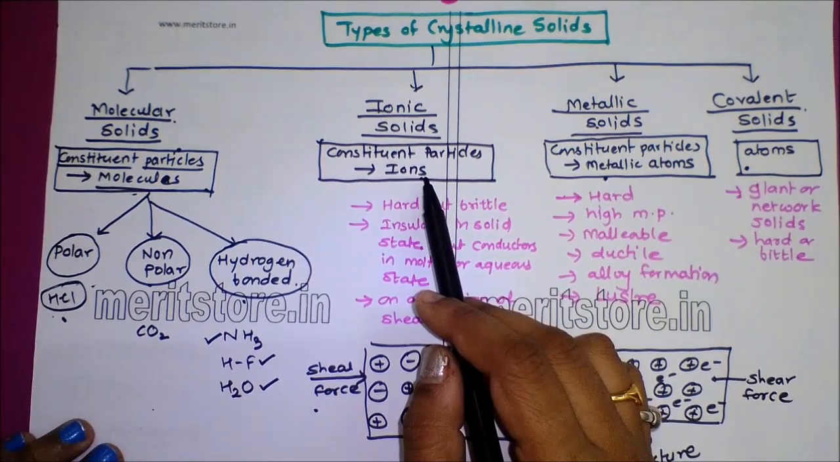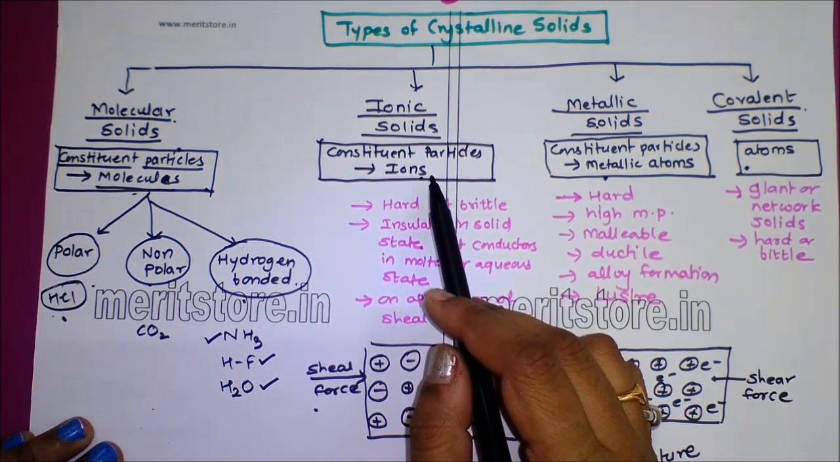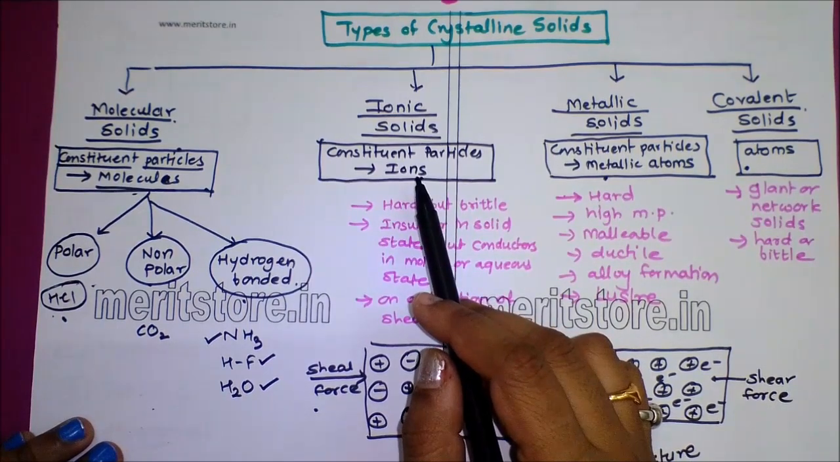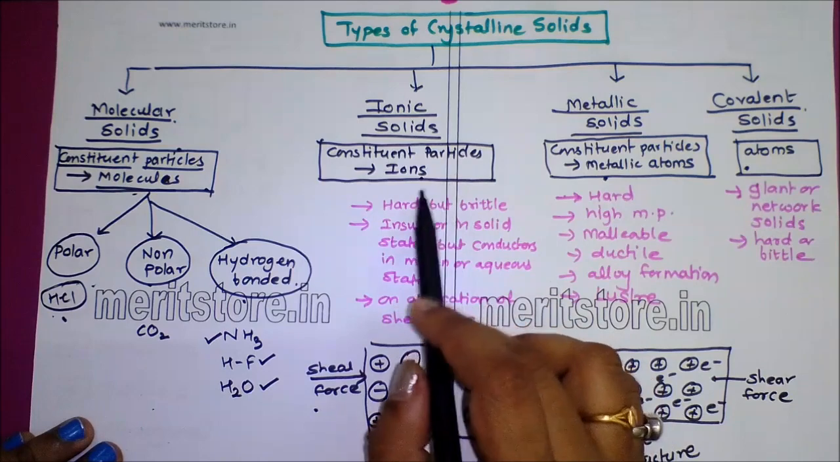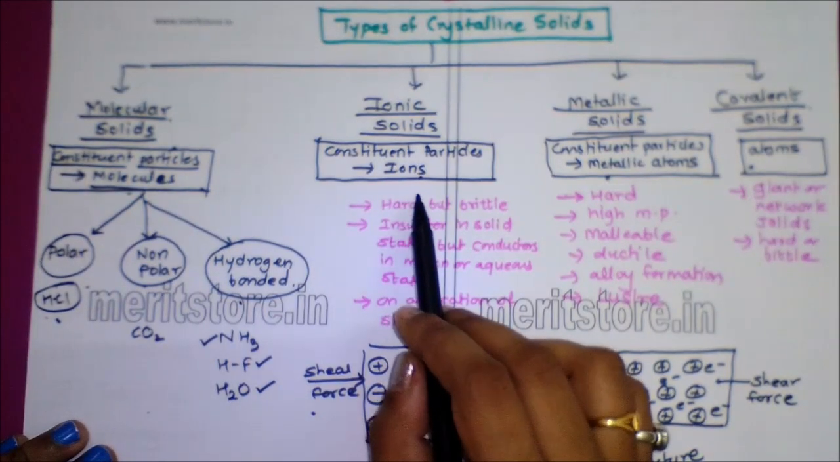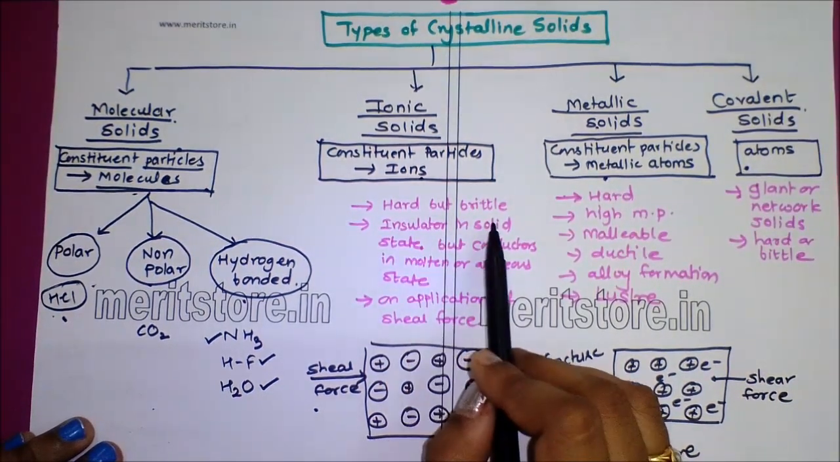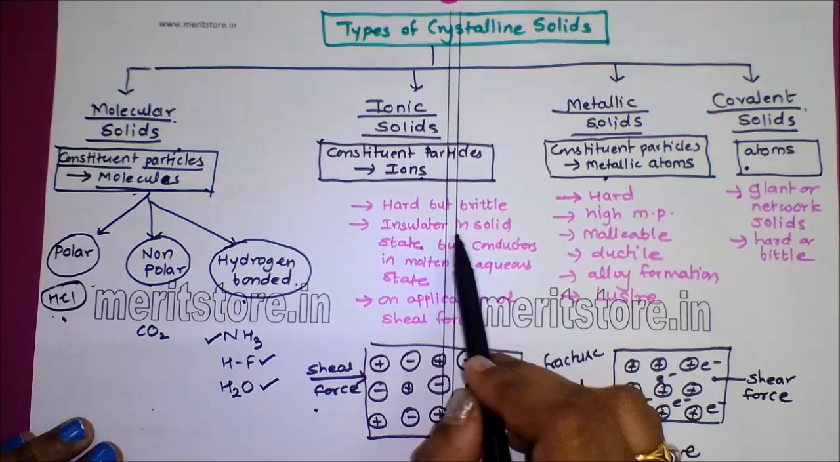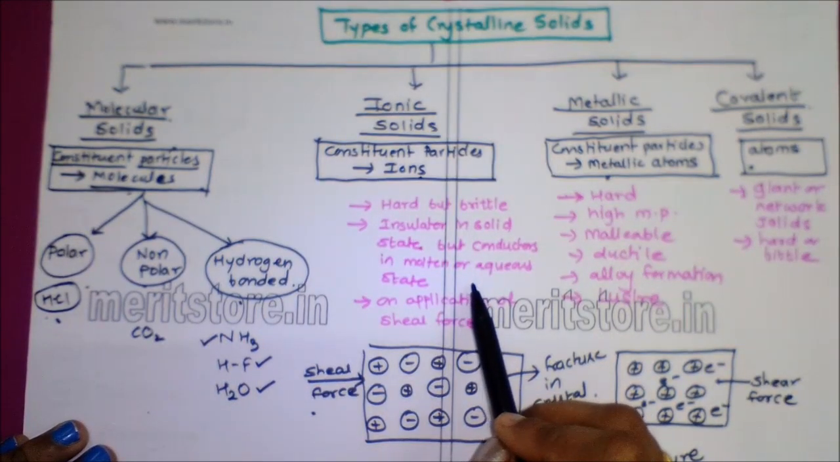The next type of crystalline solid is an ionic solid. They consist of ions, that is positively charged cations and negatively charged anions. And as we know, between positively charged cation and negatively charged anion there is an electrostatic force of attraction, or we call it an ionic bond. These have certain characteristics. They are hard, but they are brittle in nature. They are insulators in their solid state, but can conduct electricity in molten or aqueous state.